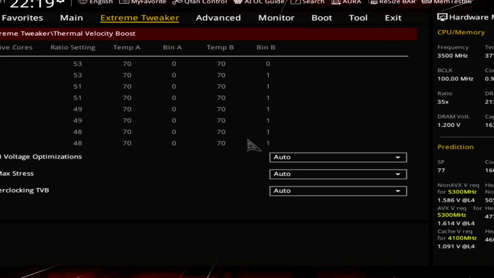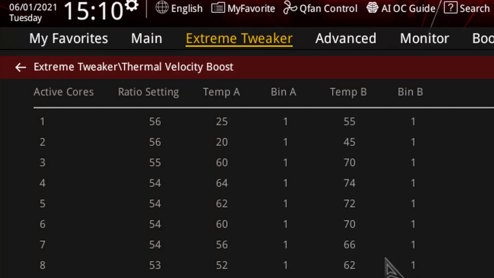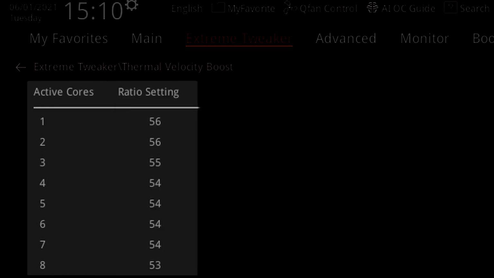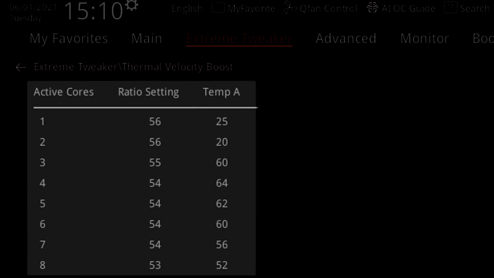The easiest way to understand the Thermal Velocity Boost configuration is by going from top ratio to bottom ratio. The first column lists the count of active cores, going from 1 active core to 8 active cores with the 11900K. The second column describes the maximum possible ratio for a particular count of active cores. So, in this example, the maximum ratio for 1 core active is 56, and the maximum ratio for 8 cores active is 53. Since we keep a fixed base clock frequency of 100 MHz, this results in respectively 5.6 GHz and 5.3 GHz. The third column describes the first temperature offset point.